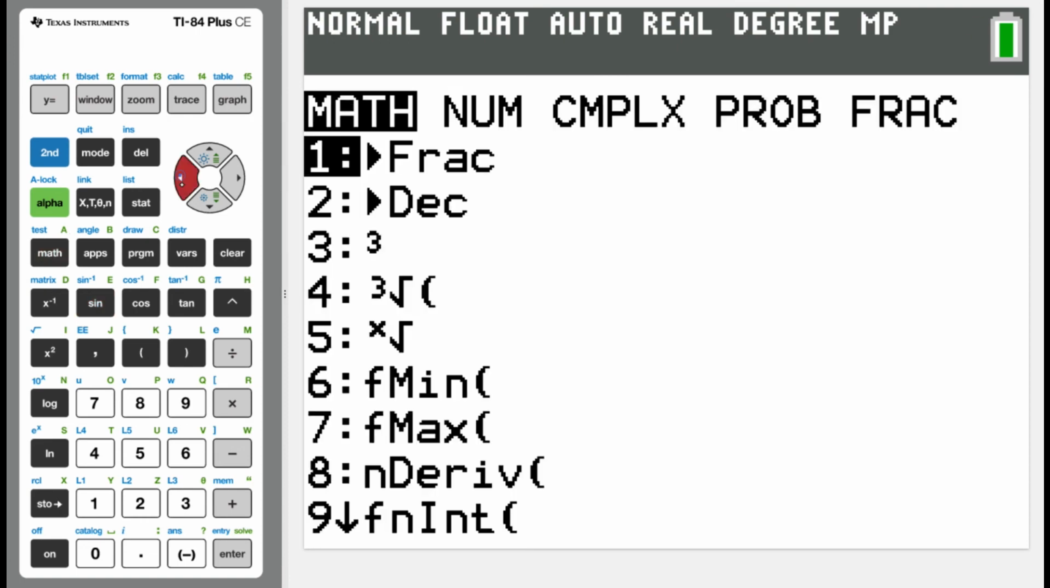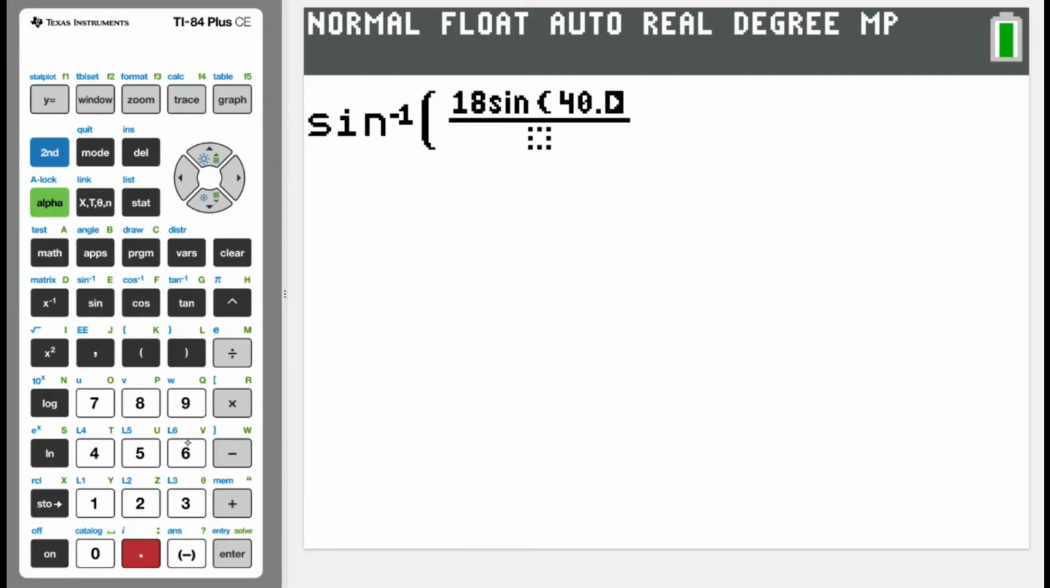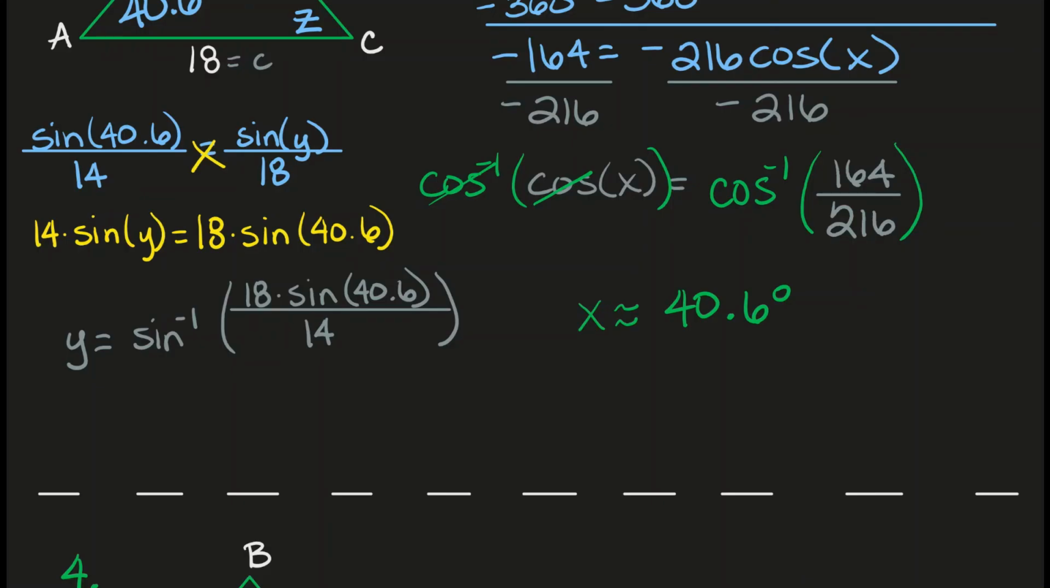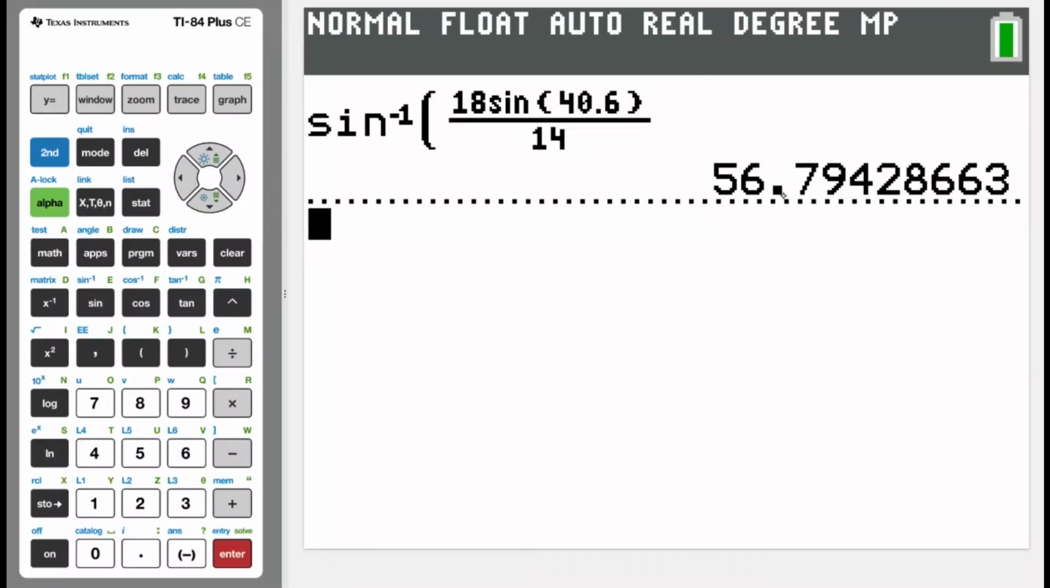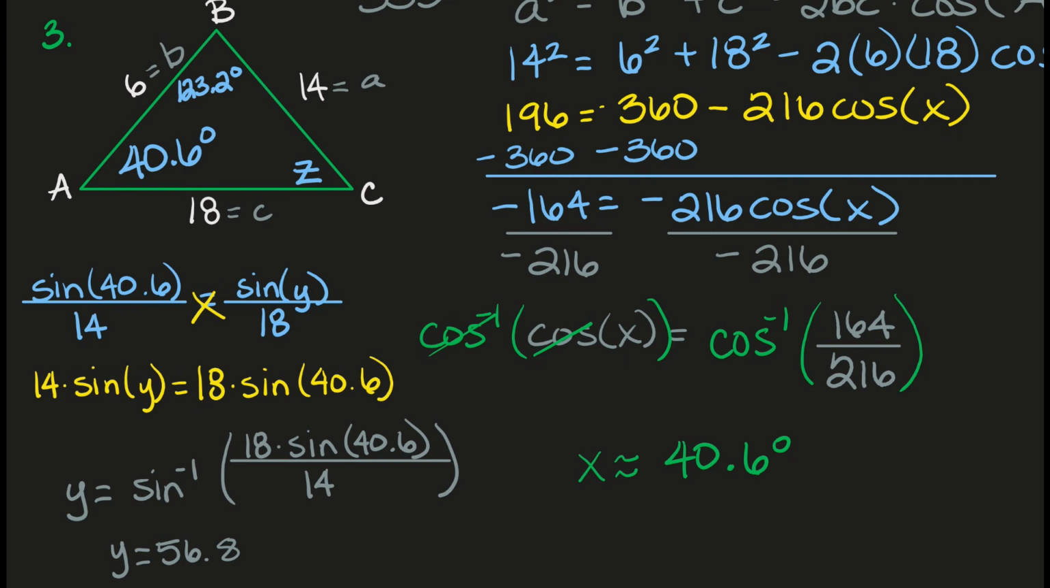So let's see what we get. So I'll go ahead and type my information in here, 18 sine 40.6 all over 14. And now we get something different. We get 56.8. So we don't get 123.2. So why is this? You have the possibility of two triangles here with these following measures. One triangle, the standard case, would have angle B having 123.2 degrees, and the ambiguous case would have angle B having 56.8 degrees.